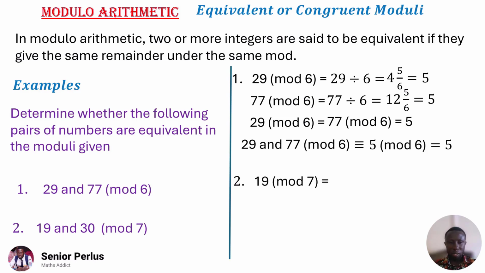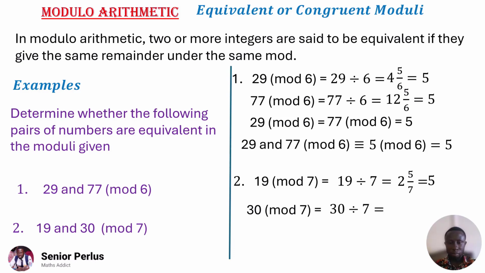We have 19 and 30 mod 7. I'll start with the 19 first. So 19 mod 7, we do it individually. 19 divided by 7, you change to a mixed fraction. The remainder here is 5.